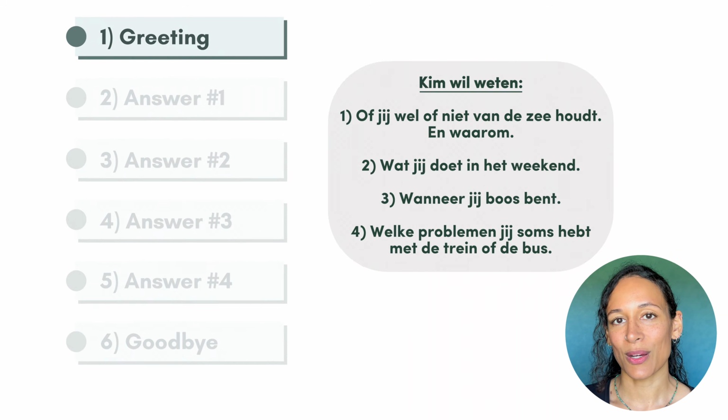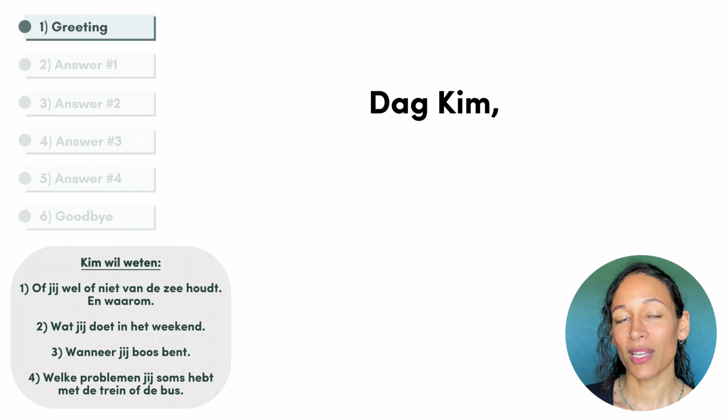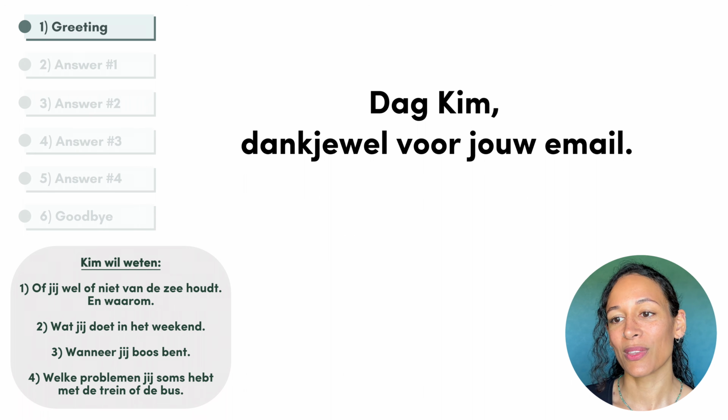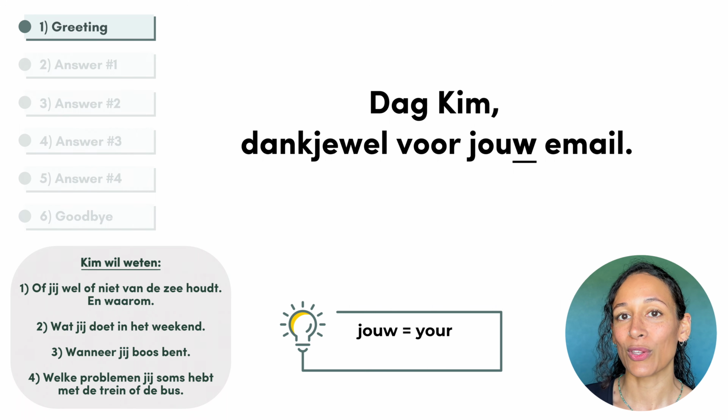For the greeting, start with something simple. Dag Kim, dankjewel voor jouw e-mail. Note that jouw has a W at the end. That's because it's the possessive form meaning your. So jouw is your and jou is you.